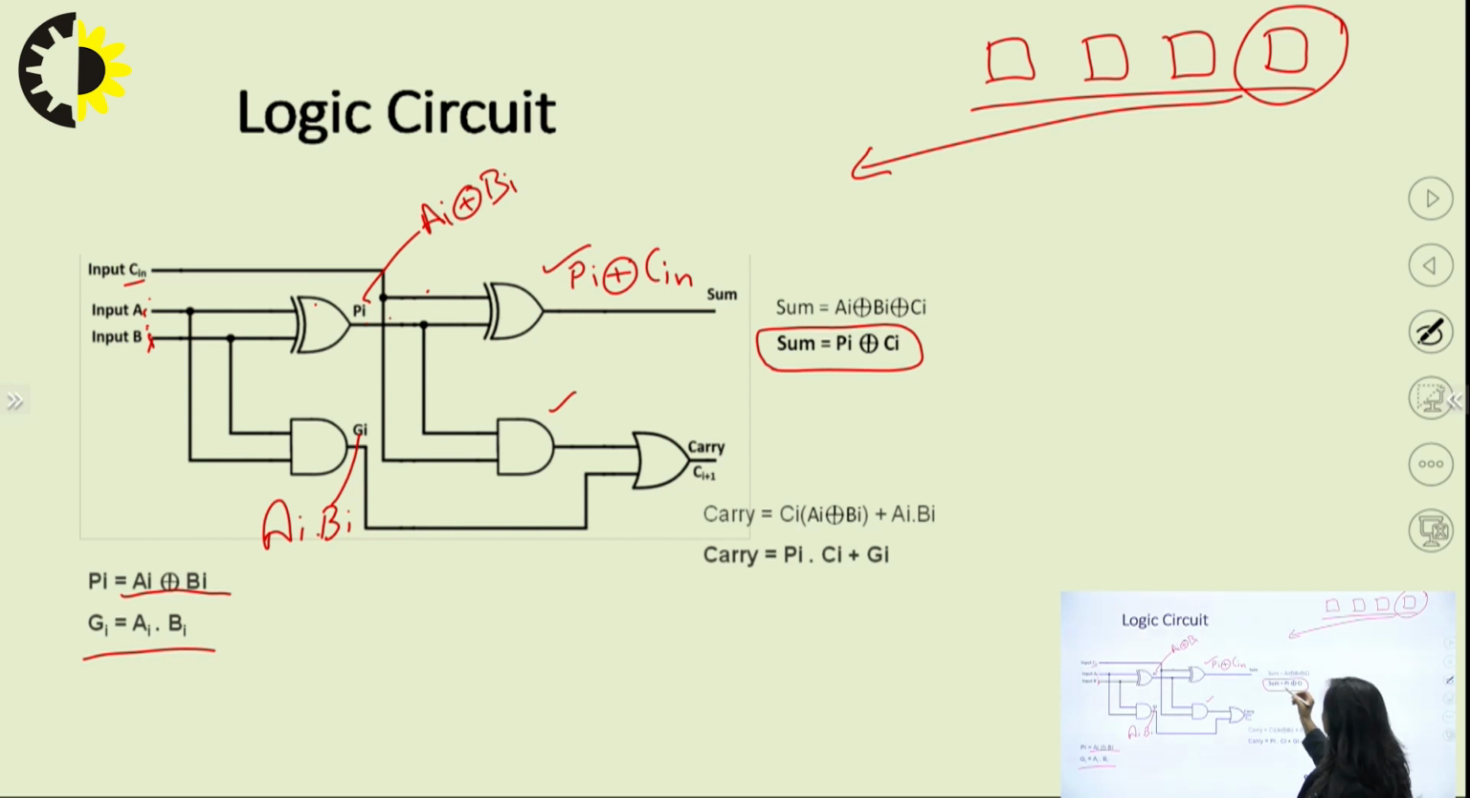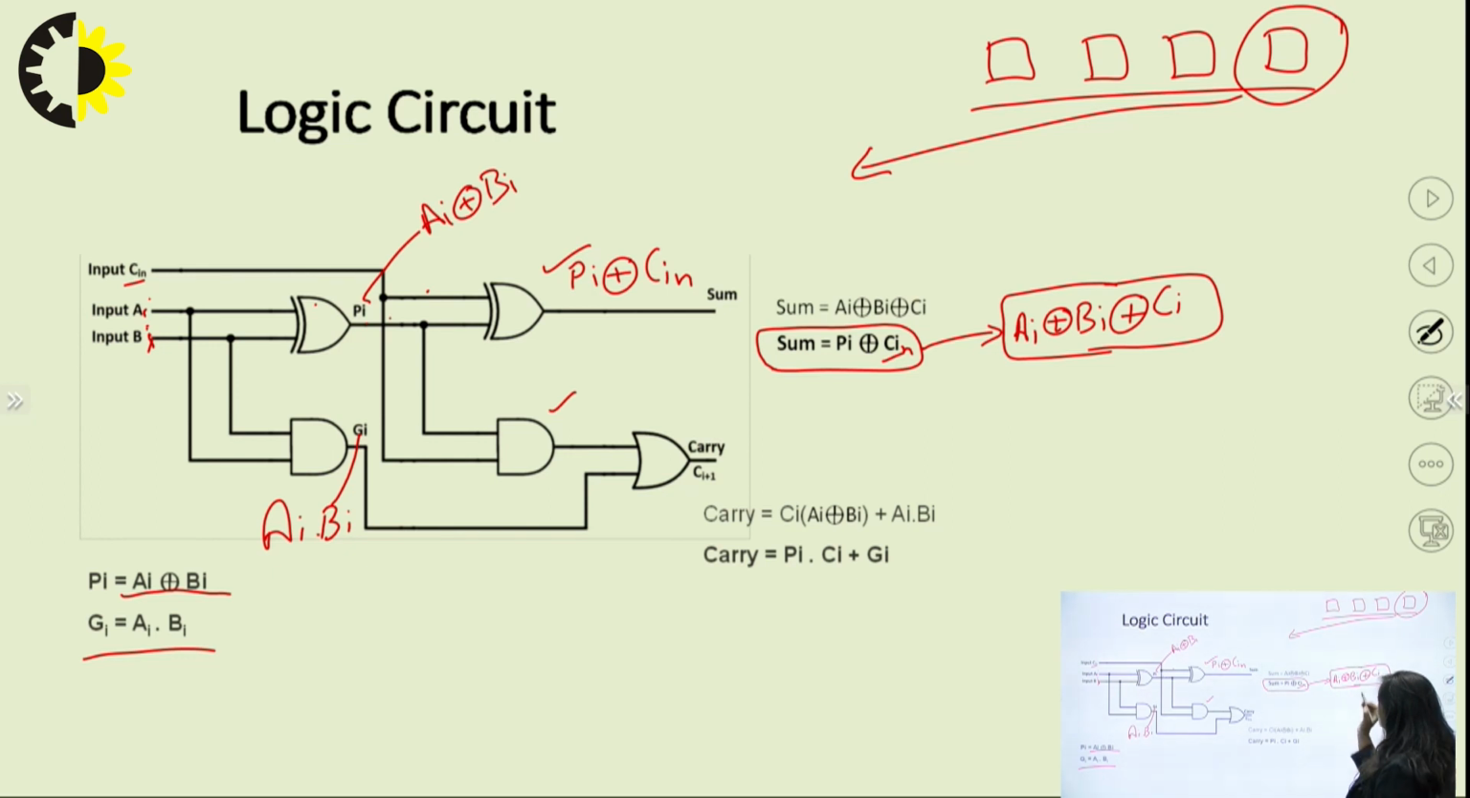Okay, so sum is equal to Pi XOR Cin. Now what is the value of Pi? We will put Pi's value. Pi is nothing but Ai XOR Bi, and again we have Cin, so I can write it as Ci. So this is our final value of the sum. Okay, so this is the final sum value.